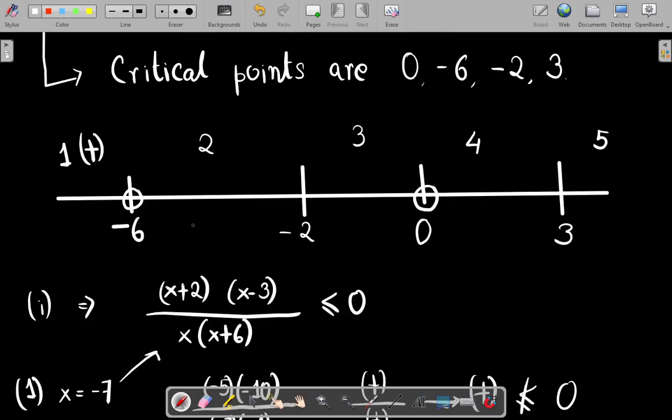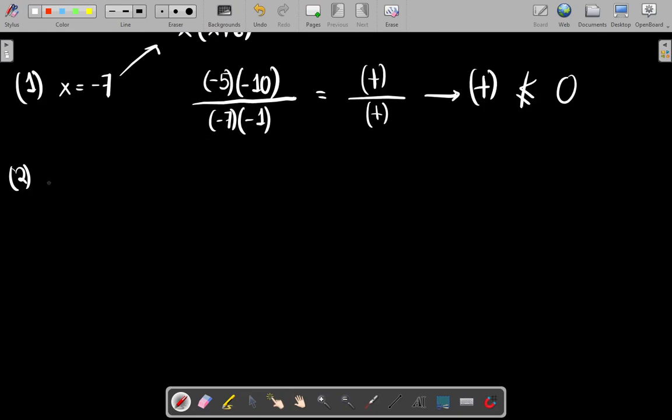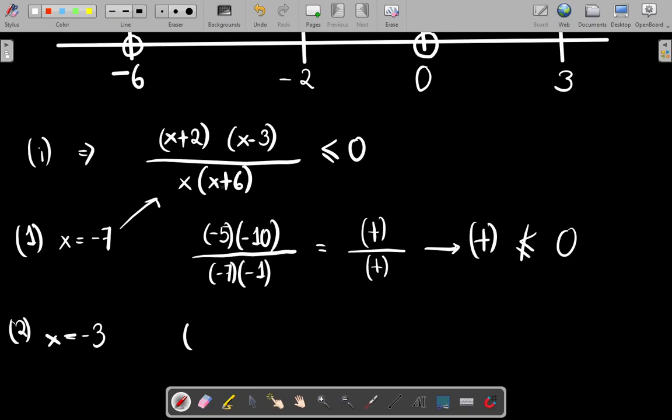For the second region, I will take another value between minus 6 and minus 2. Let me take the value to be, say, minus 3. If I take x equal to minus 3, inequality 1 will now become minus 3 plus 2, which is minus 1, and minus 3 minus 3, which is minus 6.